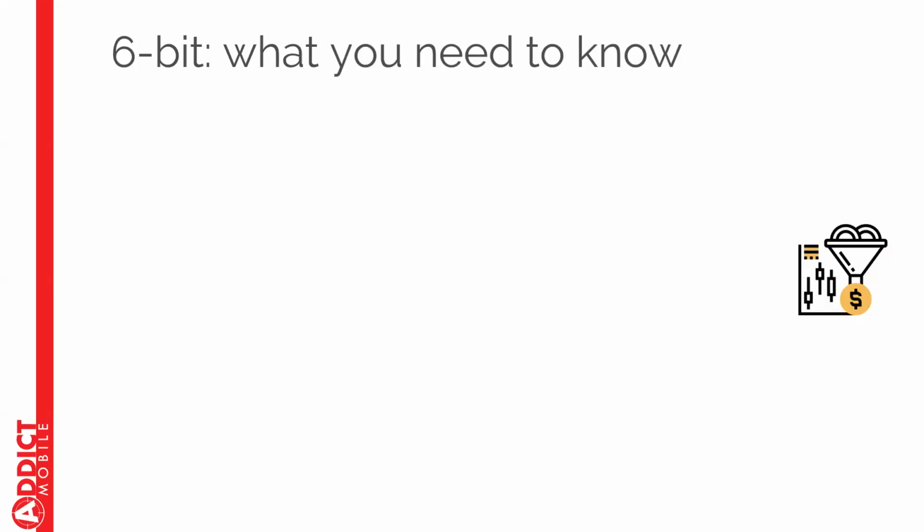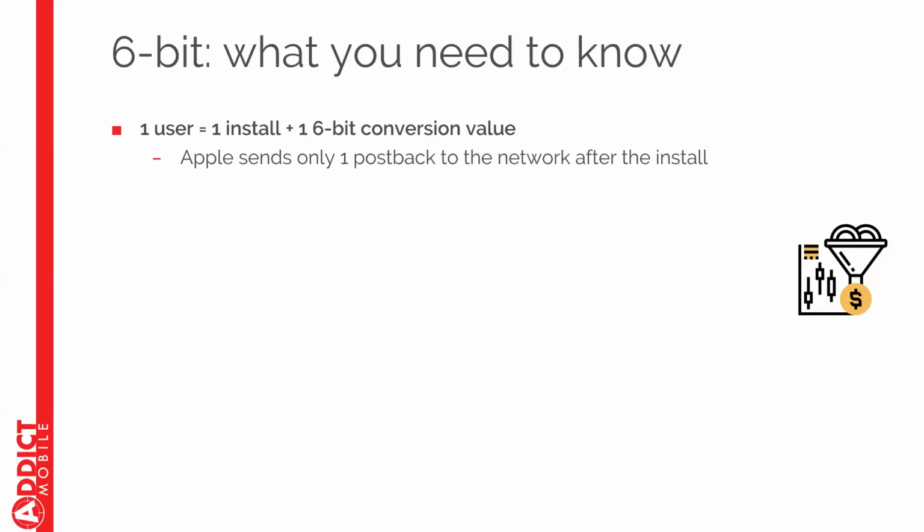What you need to know about the 6-bit conversion value. Very important is that 1 user will be equal to 1 install and only 1 6-bit conversion value. Apple will only send 1 postback to the network after the install. So there's only 1 piece of data that will qualify the users.